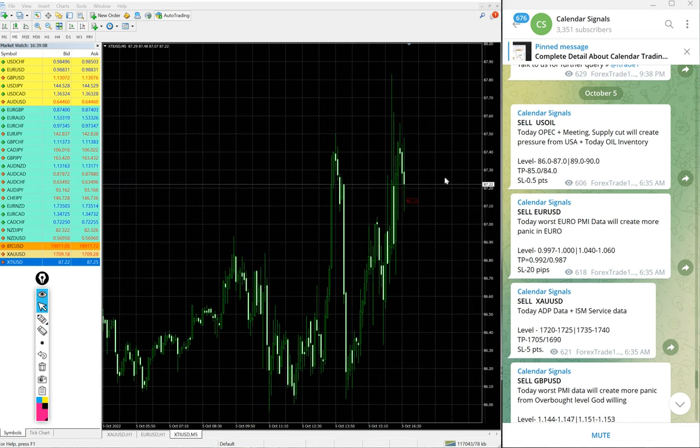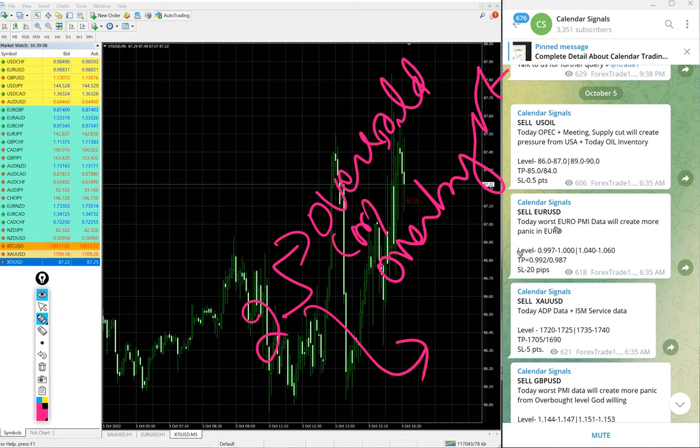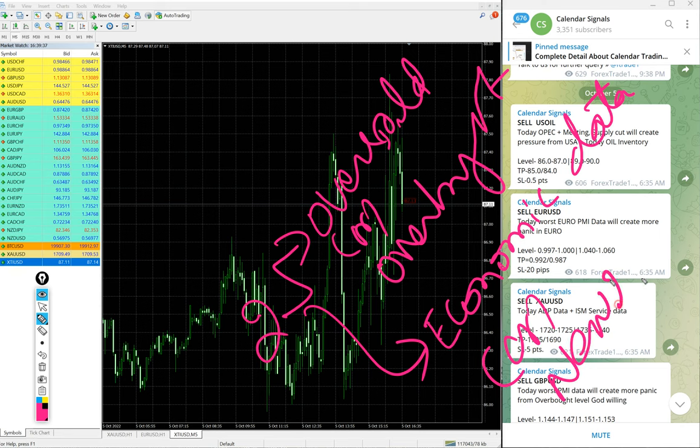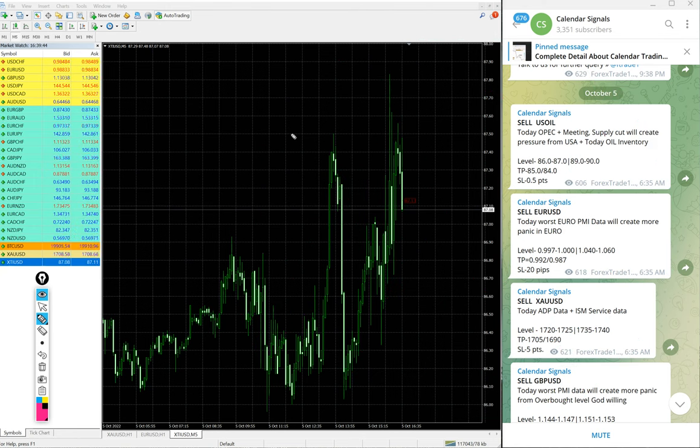And on Calendar Signal, we give signals based on two aspects. One is an oversold or overbought market condition. Another reason is that the signals given in this channel are based on economic data or news. Based on these aspects, we give the signals on this Calendar Signal channel.